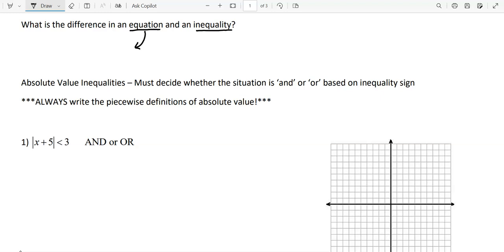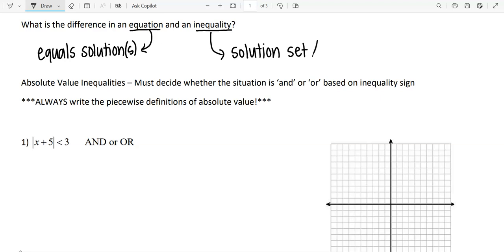So with equations, let's say equals, and I'm going to put solutions, but with the S in parentheses, meaning that you could have 1 solution, you could have 2 solutions, but we equal our solutions in an equation. We are exactly equal to those numbers. In an inequality, we have a solution set, or a range of solutions. So you have multiple numbers that could be a solution within a certain range.